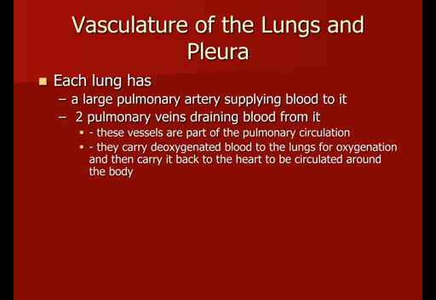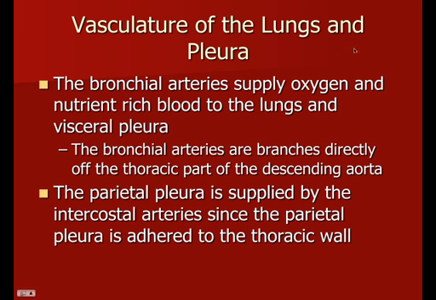Okay, vasculature of the lung. Each lung has a large pulmonary artery supplying blood to it, and 2 pulmonary veins draining blood from it. Bronchial arteries supply oxygen and nutrient-rich blood to the lungs and the visceral pleura. The bronchial arteries are branches directly off the thoracic part of the descending aorta. The parietal pleura is supplied by the intercostal arteries, since the parietal pleura is adhered to the thoracic wall.